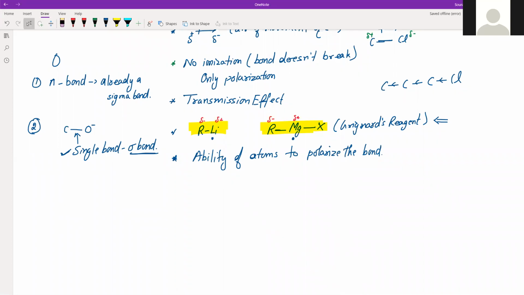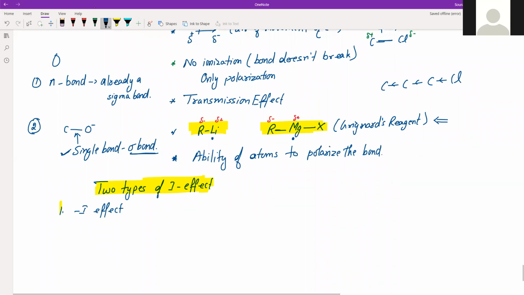We'll see two different types of effects now. So on the basis of withdrawal or donation of electron density, we have I effect of two types. So next is two types of I effect. So what are the two types of I effect? The first type is negative I effect or minus I effect.